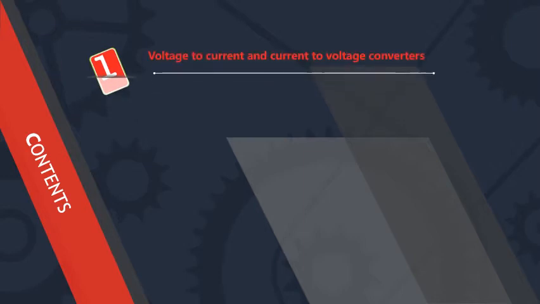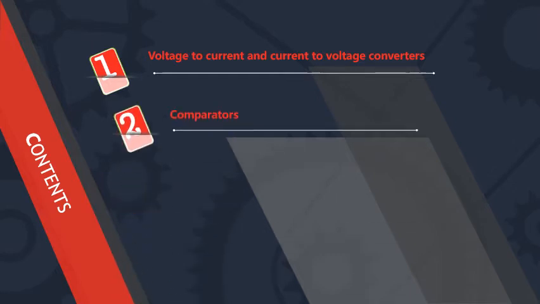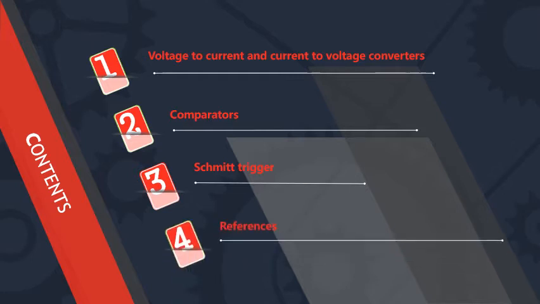So today we will study the voltage to current converter and current to voltage converter. After this we will move to the next topic, comparators using operational amplifier, and next is the Schmitt trigger circuit using operational amplifier, and finally the references of this presentation. So in this lecture we cover all these topics one by one.